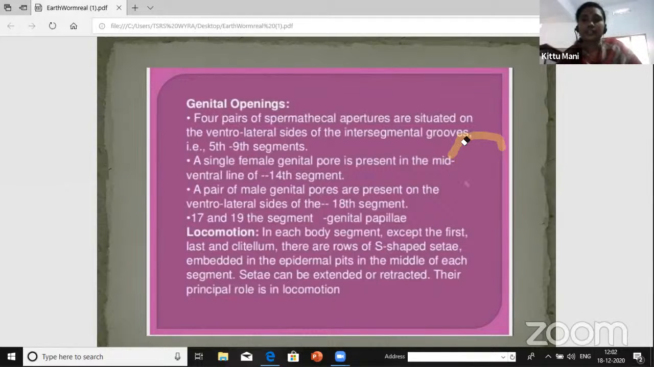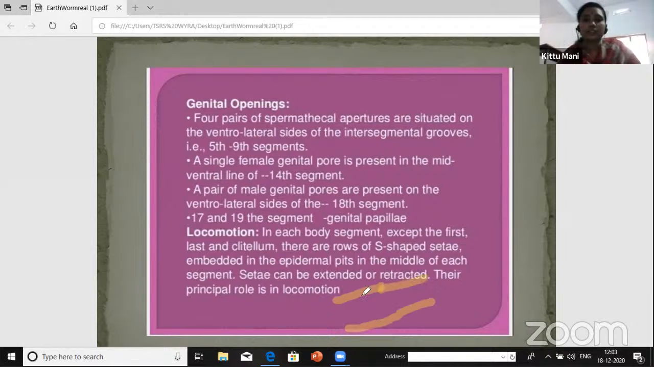All of you recall annelidal locomotion. What will we discuss? In the locomotion, we will observe that in each body segment except the first and the last, the clitellum, there is a row of S-shaped setae. We already discussed this in annelidal locomotion.